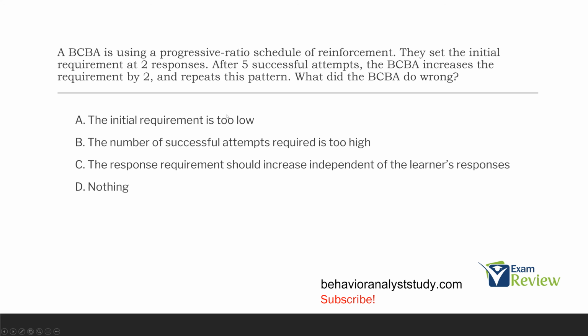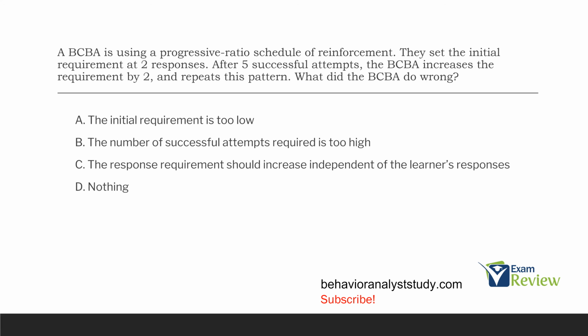C, the response requirement should increase independent of the learner's responses. And that's the key here. In a progressive ratio schedule of reinforcement, your response requirement is not tied to the learner or the client's response rate. It's a very important thing to note. If you're using a progressive ratio schedule, you need to systematically schedule when you plan to fade or increase the response requirement. And here, the BCBA is basing their requirement on the successful attempts. It has nothing to do with the learner's responses if they're using a progressive ratio schedule of reinforcement.